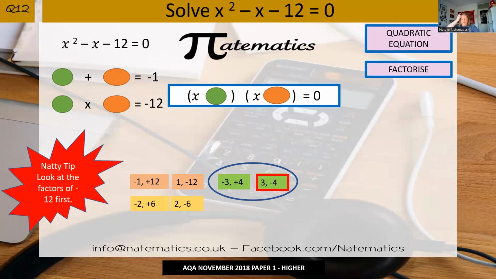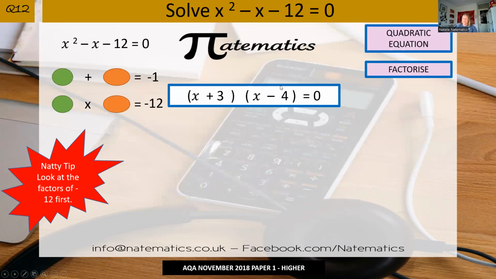So always remember that if the term is negative, therefore, they've got to be 1 positive, 1 negative. And then the way round we do it depends on what this middle one is doing. Okay, so we know that we're going to have x plus 3 and x minus 4 in our brackets. That's the first bit done.